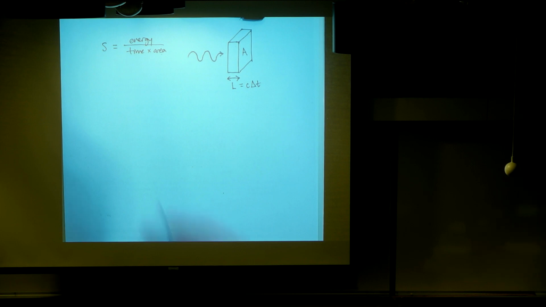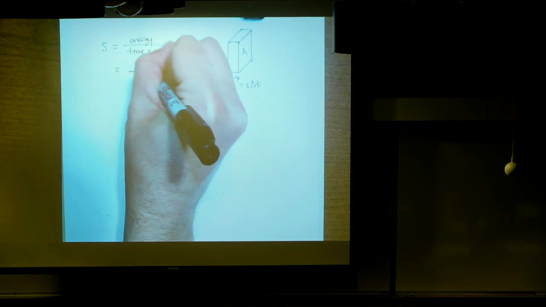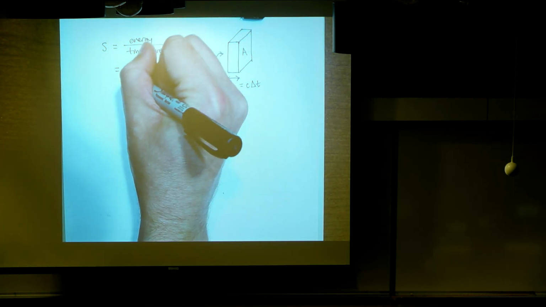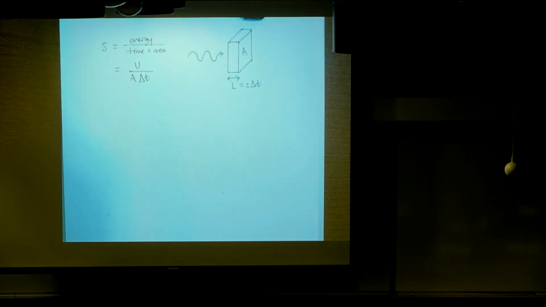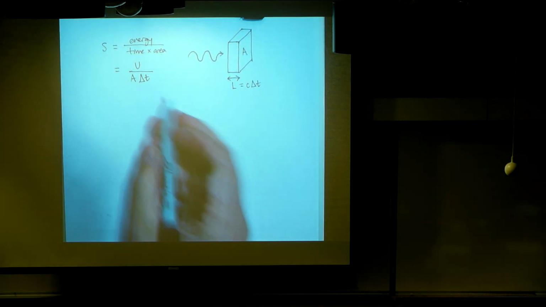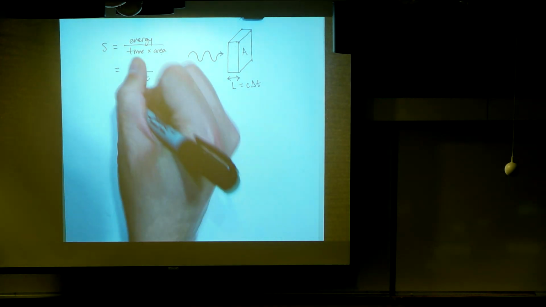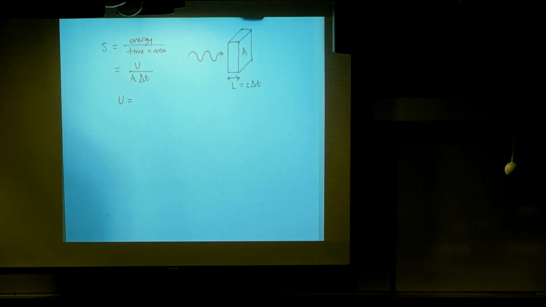So we take this basic definition and then just, again, write it in terms of variables. We have energy, which is capital U, divided by area, which is A, divided by time, which is delta T. Okay, so now what I'm going to do is just focus on the energy part that's at the very top, because we have everything we need to be able to deal with that, okay?